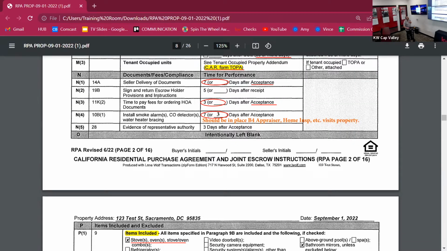I'm going to return escrow. You're going to get stuff during the transaction from the escrow. That's all this stuff. Time to pay fees for HOA documents.